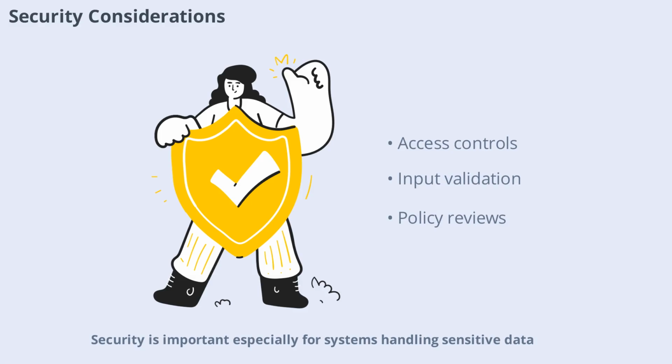Security is important, especially for systems handling sensitive data. Implement access controls to restrict who can update or query the rankings. Validate all inputs to prevent injection attacks or data corruption. Regularly review and update security policies.